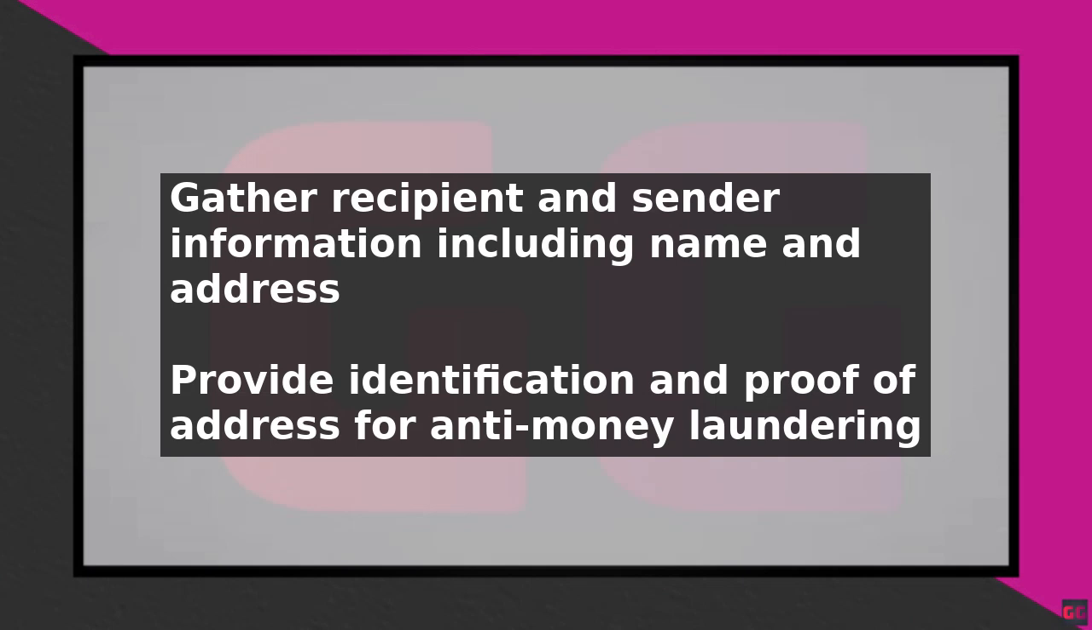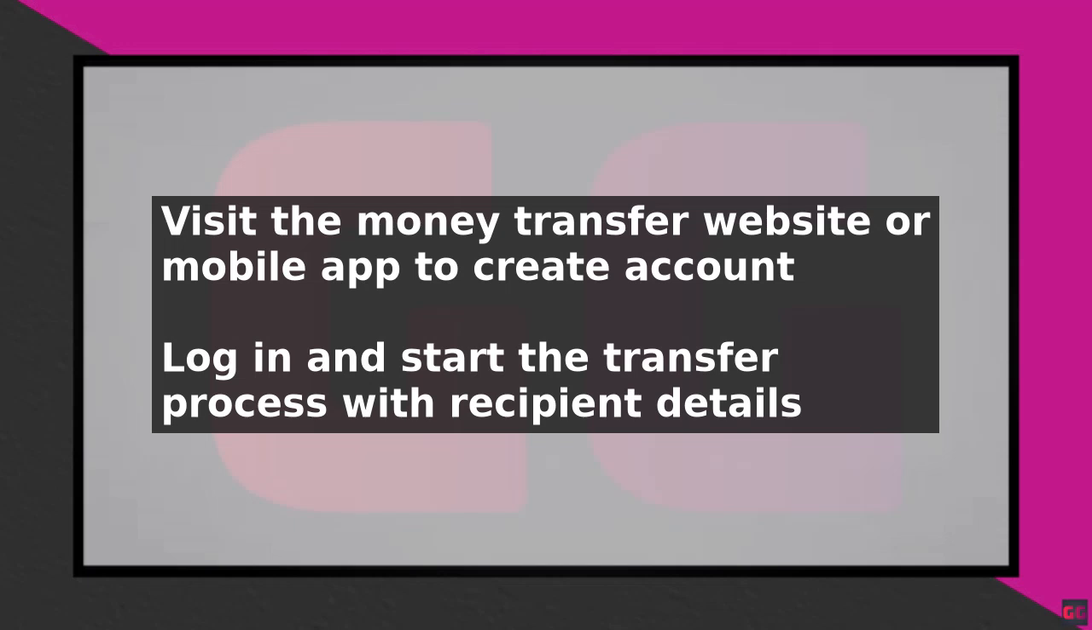Once you have gathered the necessary information, you can visit the website or mobile app of your chosen money transfer service. Create an account if you do not already have one, and log in to start the transfer process. Enter the recipient's details and the amount you want to send, and review the transfer details, including the exchange rate and any fees. After reviewing the transfer details, you can proceed to pay for the transfer using a debit or credit card, or by visiting a local agent location.